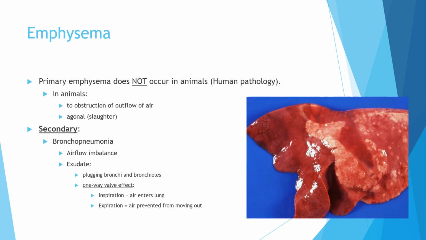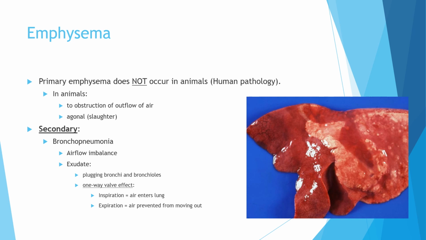When the volume of air entering a lung is greater than the volume of air that leaves the lung, you get what you call emphysema. Primary emphysema does not occur in animals. It's a terminology and lesion that is used in human pathology, and we don't usually get primary emphysema. In animals, the closest to a primary emphysema that you can get is obstruction to the outflow of air, especially during slaughter, during agonal death basically. So it's an agonal lesion.